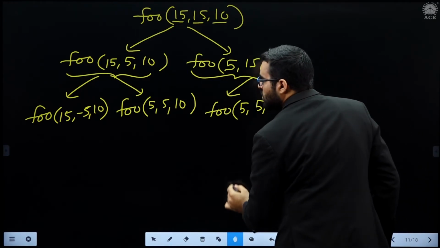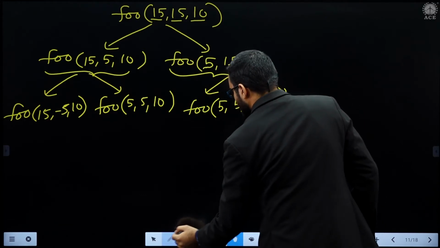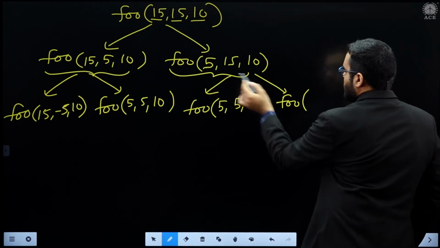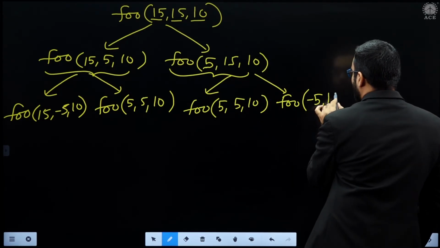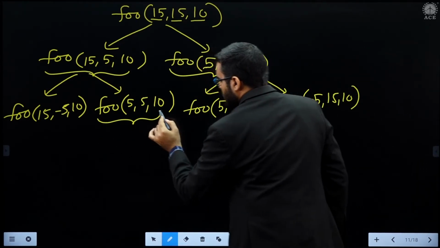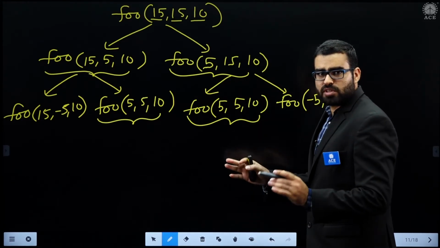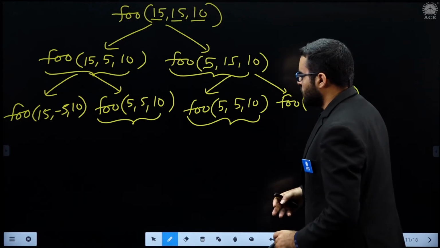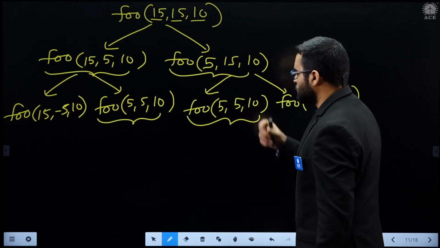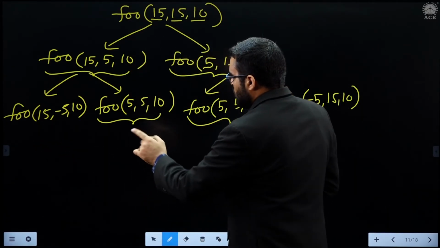So let me write it. This will be foo of 15 comma minus 5 comma 10, and foo of 5 comma 5 comma 10. You can notice that this function call is the same as this function call. Both these function calls are the same, so we don't have to calculate them again and again. I will calculate only one of them and then automatically I can replace this value. Now what is this value? Foo of 15 comma minus 5 comma 10.